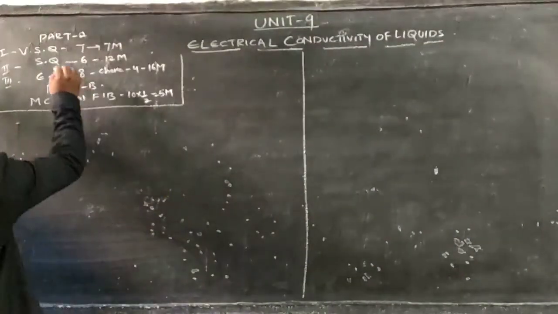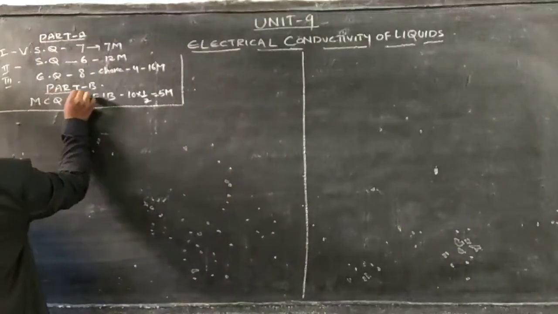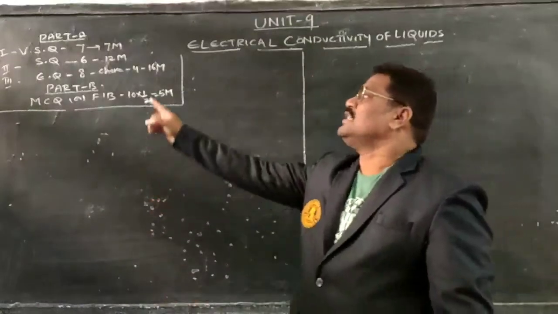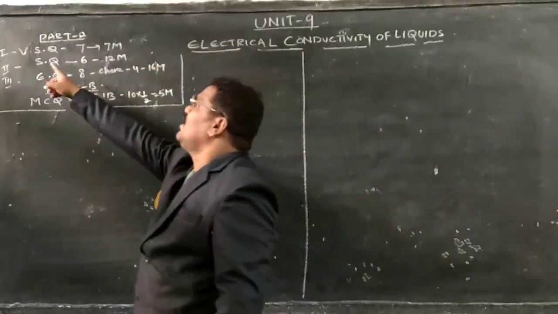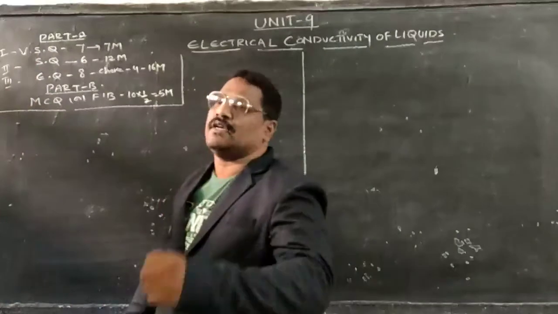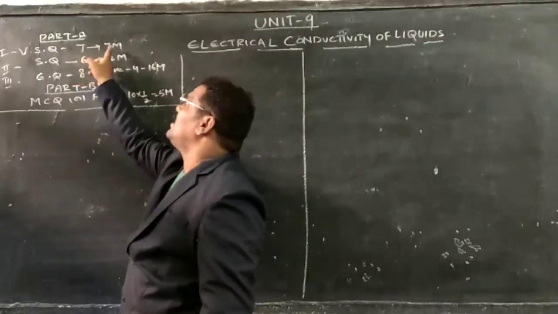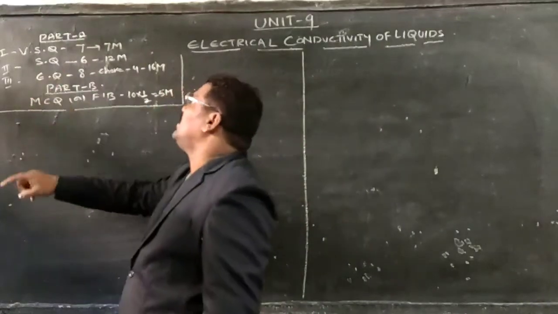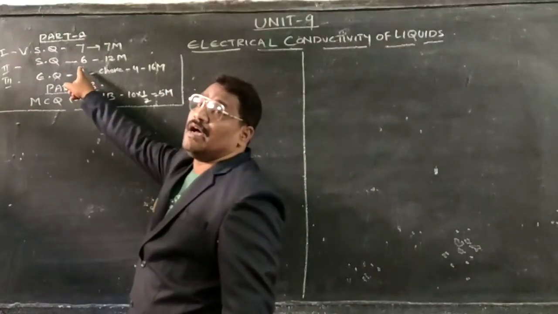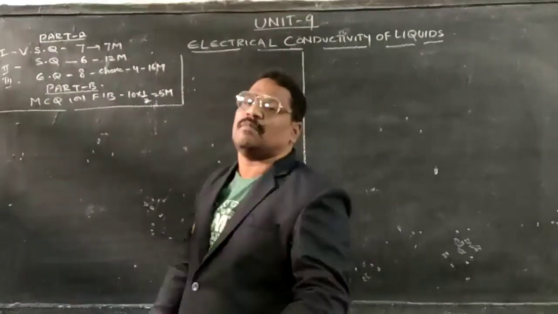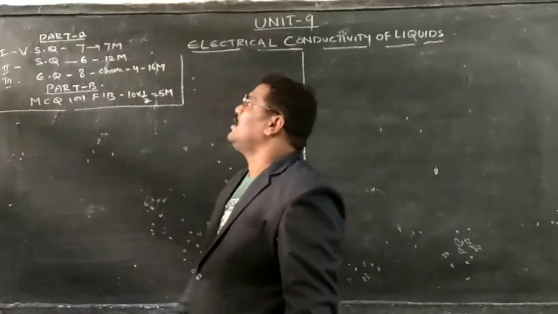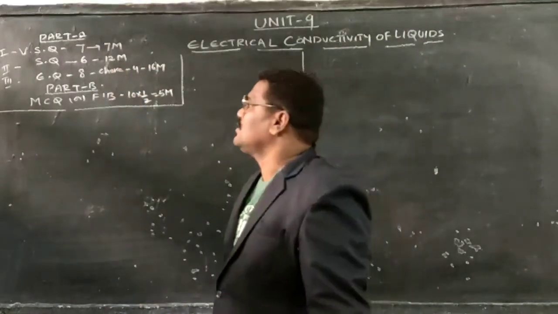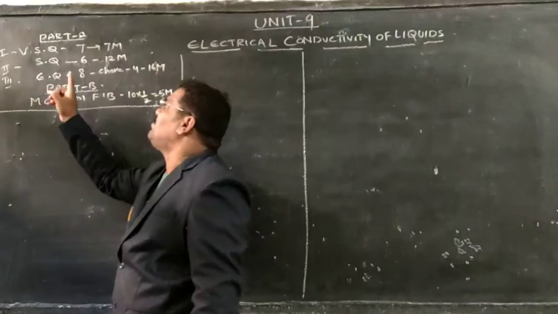First part is the examination pattern. Already we know very well, but it is my duty to inform you how the pattern would be. The first section consists of very short questions, 1 mark questions. How many will be there? 7 questions, 7 marks. Second bit is short answer questions, in which 6 questions will be asked. Each question carries 2 marks, so 12 marks. 7 plus 12 is equal to 19 marks.